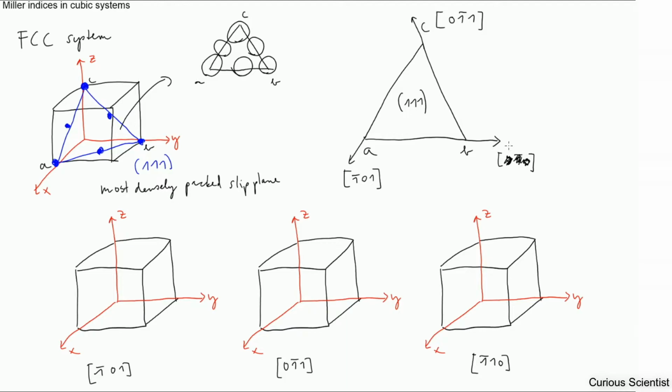So the B direction is -1, 1, 0. Sorry. So let's show the 1, 1, 1 plane first. So you see everything. So this is the triangle within the cube.